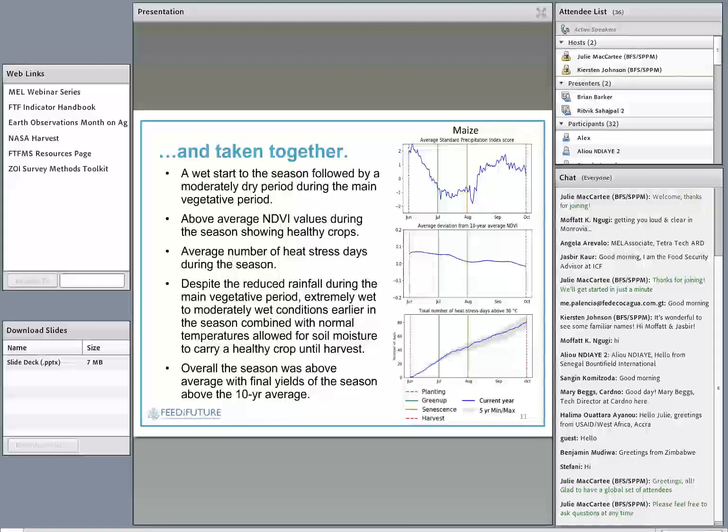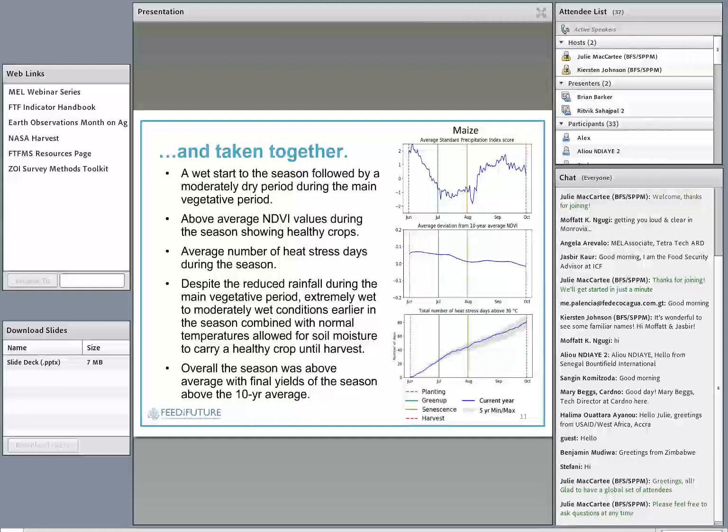And then if you look at the heat stress days, we're looking at average conditions throughout the main part of the growing season and during that critical period I mentioned earlier. And overall, despite the reduced rainfall during the main vegetative period, we can see that the heavy rain and the higher values of the rain early in the season, more likely than not, helped keep soil moisture levels high enough during the main growing period to keep the plant healthy.